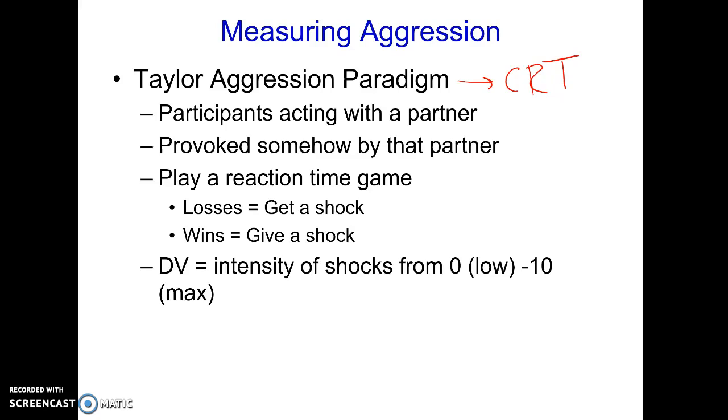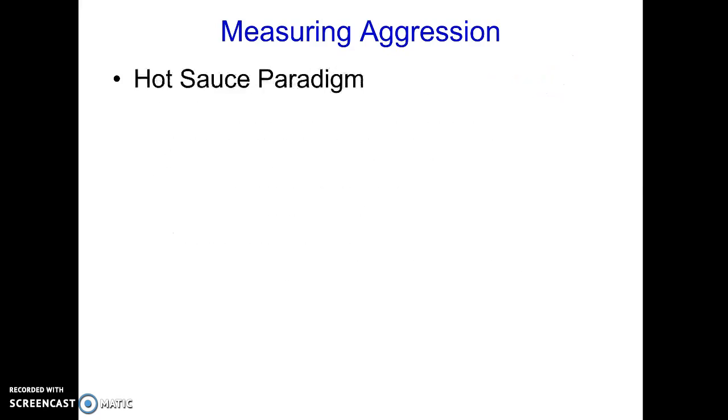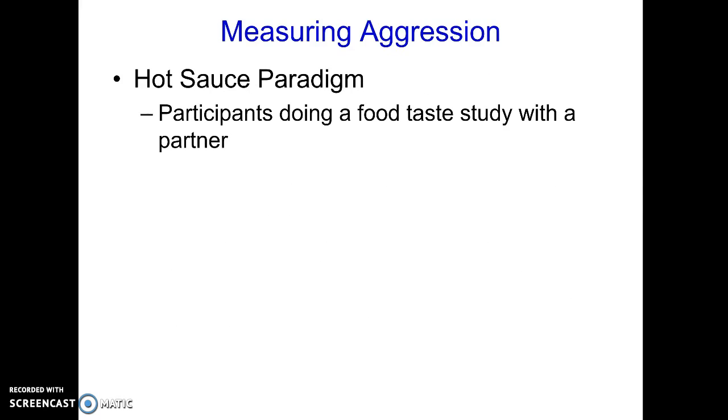I want to bring up this one because it's just really creative. It's called the hot sauce paradigm. Participants come into the lab and are told they're going to do a food tasting study with a partner. But they're always told that they're not going to see their partner. It's the same with the CRT2. You can't actually see the partner because there's really no partner. They're just told the partner is in another room.